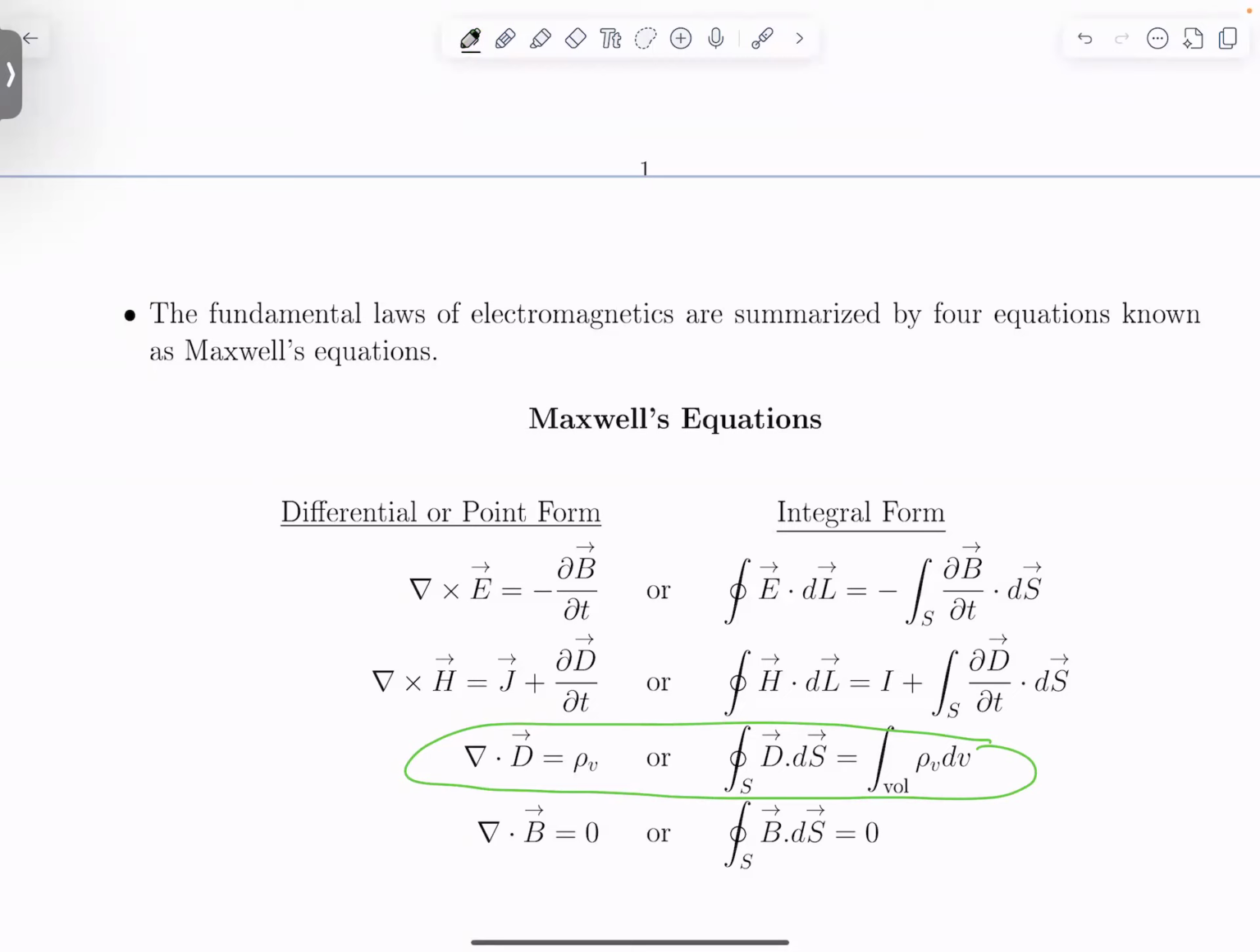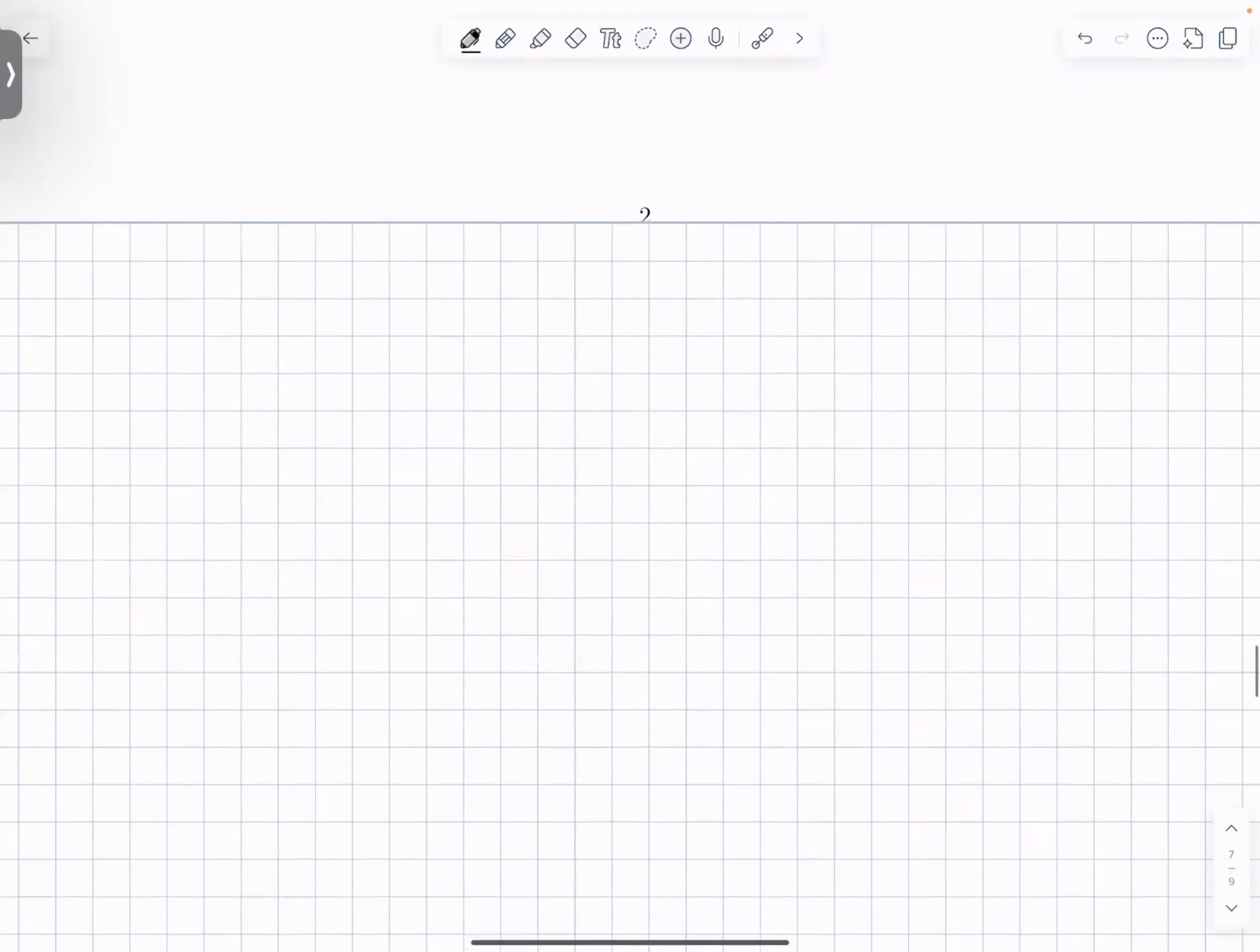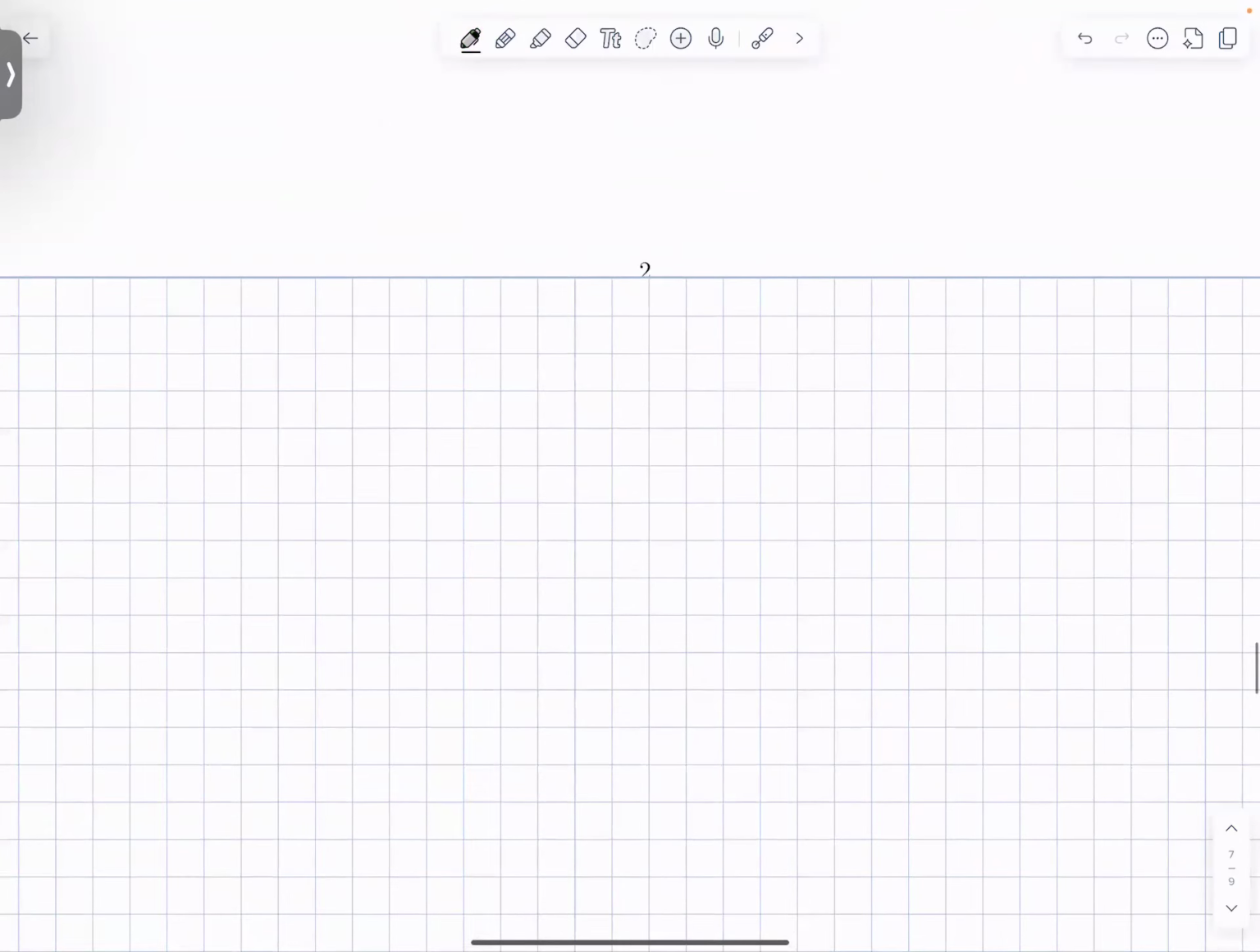Okay, so this is where we are. And now we are going to begin magnetostatics, chapter 7. And this chapter is called Steady Magnetic Field.